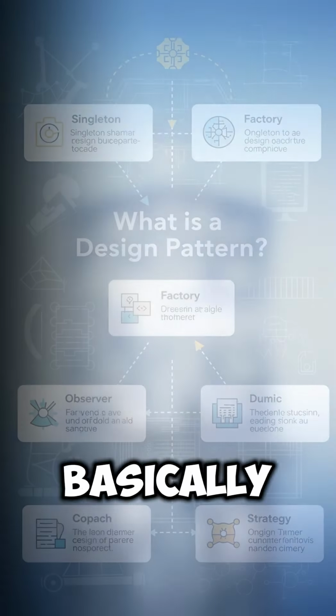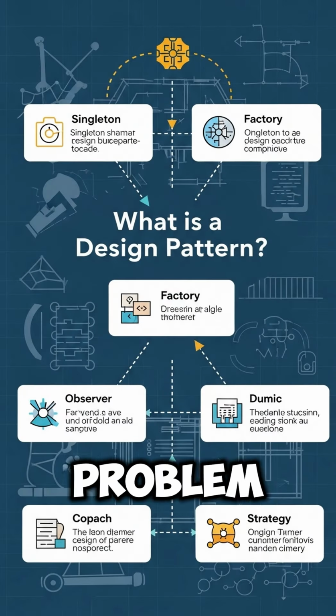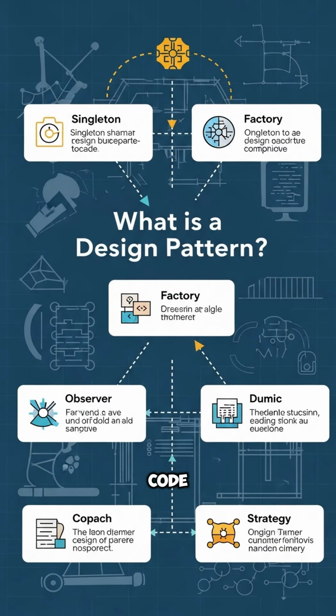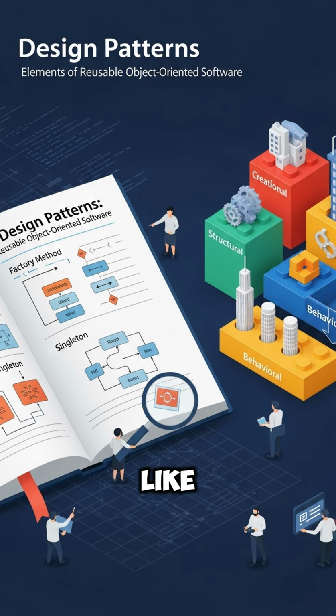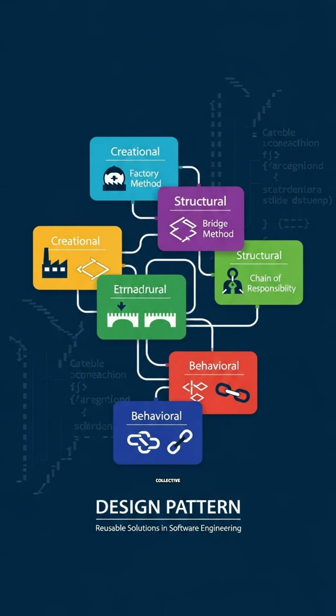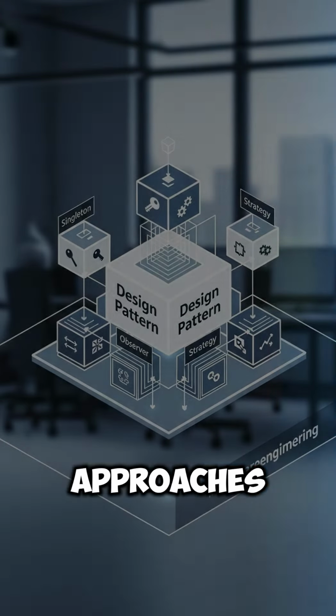A design pattern is basically a tested solution to a common problem in software design. It's not actual code you can copy and paste. Think of it more like a blueprint, a recipe, or a template that you adapt to your specific situation. It's the collective wisdom of decades of software engineering, distilled into reusable approaches that just work.